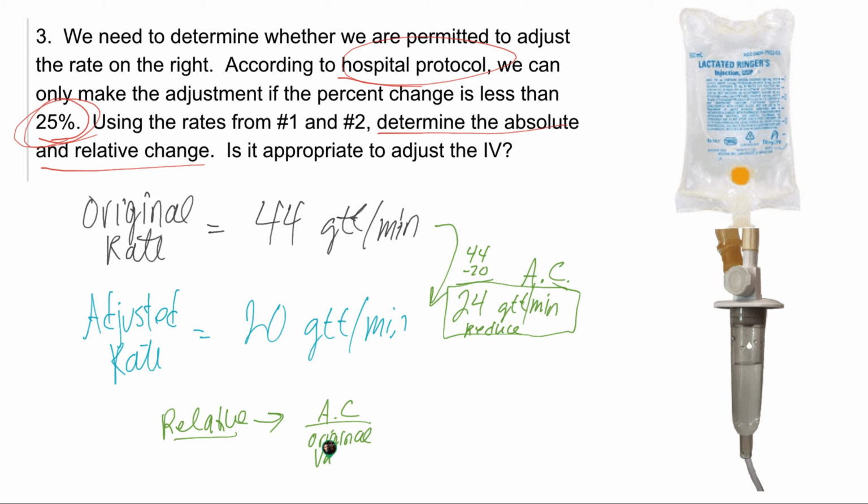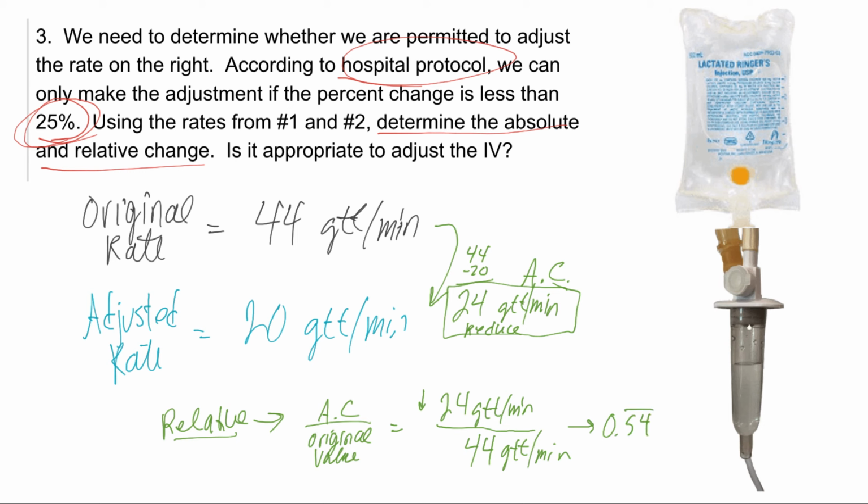In this case, we're talking about a rate. So our absolute change, this is a reduction of 24 drops per minute. That's what we found. Relative to the original value, original rate, which was 44. And so now I'm going to get out my calculator. I'm going to turn this into a decimal and then convert this into a percent. So the decimal equivalent is 0.54 repeating. So I'm going to write that out, 0.54 repeating.